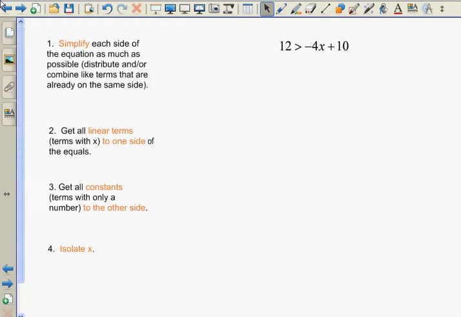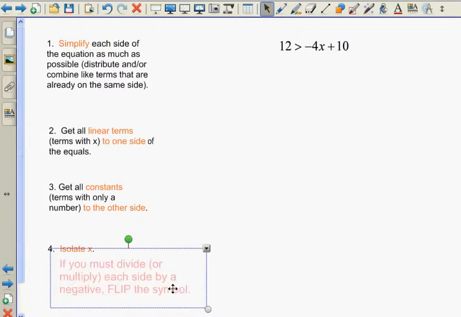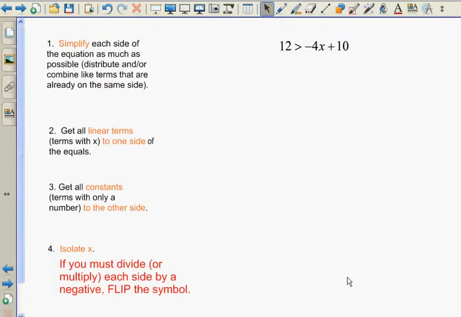Okay, so this is the second video you should be watching. It is solving linear inequalities. Notice we have the same steps out to the side as we did for equations, except one thing here on step 4, when you're finally dividing or multiplying, if you divide by a negative, just make sure you flip the symbol. All right, so we'll go through our same steps.